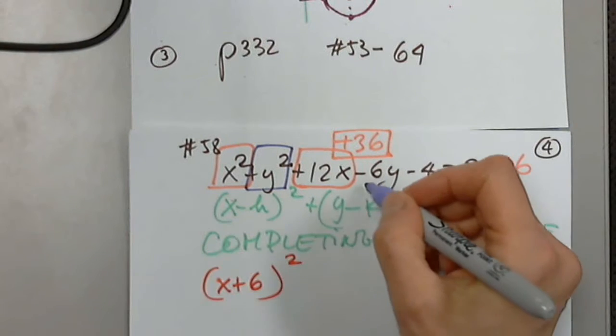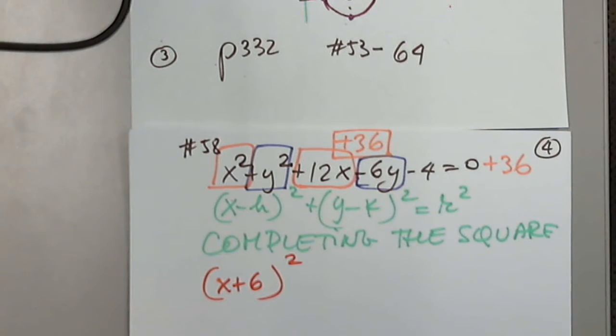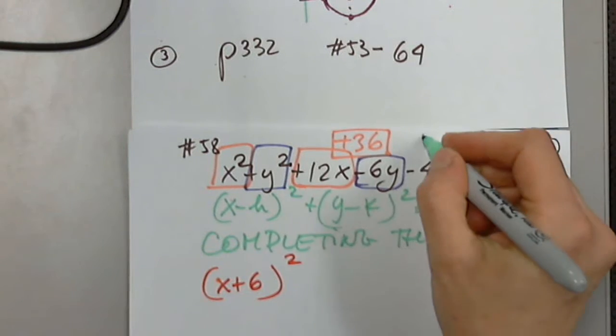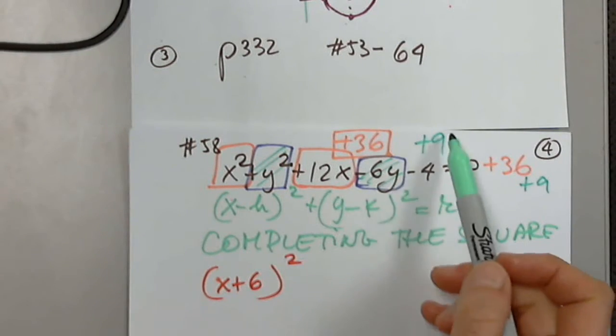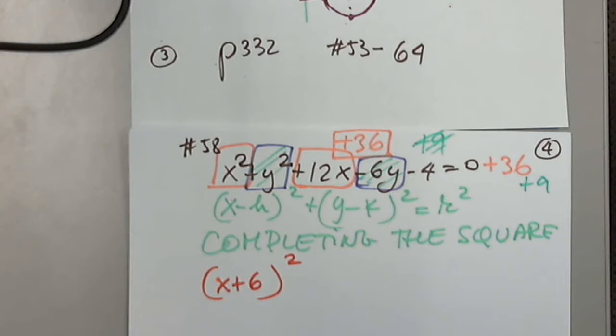I have the negative 6 y. So, squared. Add 9 to both sides. Okay, so I'm going to add 9 to both sides. Now this and this and this are where?